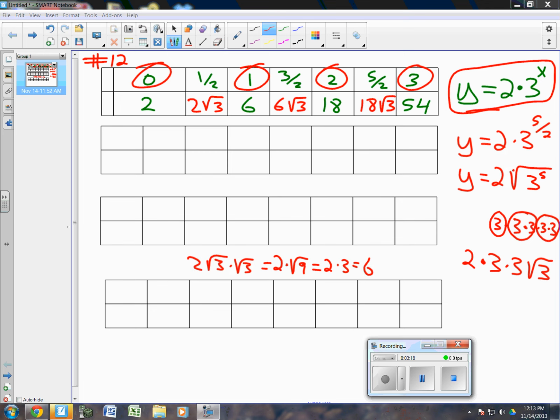What is a rational exponent? I want everybody to tell your face partner what a rational exponent is again. Okay, now I'm going to give you about 2 minutes in your group to do number 13. Go.